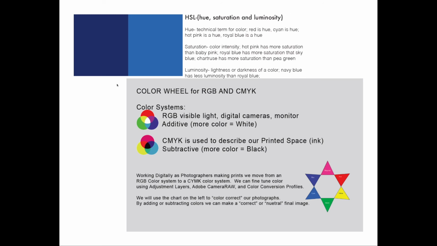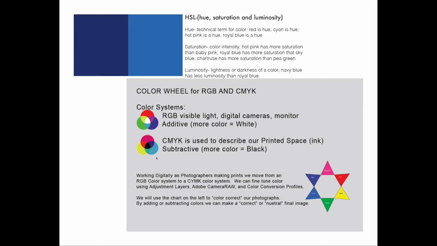And I just want to talk real quickly before we go about the color wheel and art for RGB and CMYK. So there's two color systems that we're going to be dealing with. RGB, which is visible light. So that's going to be your digital cameras, your monitor. Those are additive color processes. So the more color we add, like we overlap these colors, right? We're gonna get white.